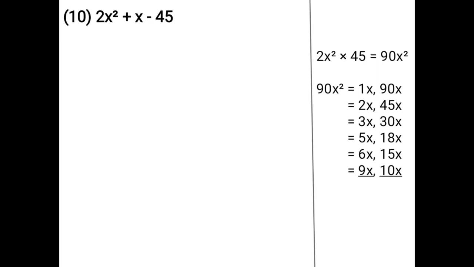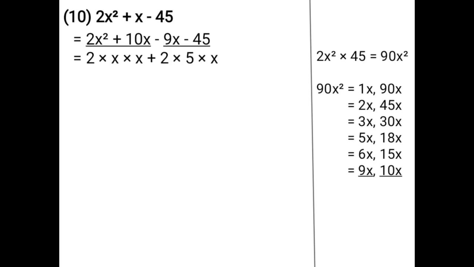First you have to write the first term as it is, 2x². Then write the expansion form of the middle term, x, that is plus 10x minus 9x. Then the third term you have to write as it is, minus 45. Underline and make two groups. Next step, write the multiplication form: 2x² is 2 into x, plus 10x, you have to write 2 table, that is plus 2 into 5 into x, minus 9x is minus 9 into x, minus 45 you have to write 9 table, that is minus 9 into 5.